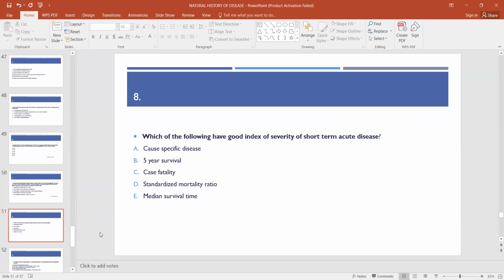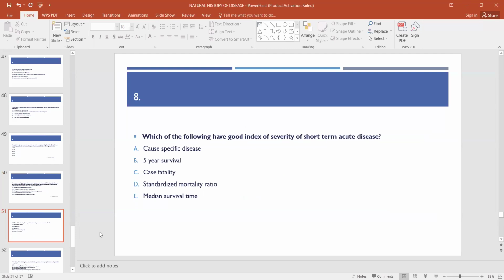MCQ number 8. Which of the following is a good index of severity of short-term acute disease? A, cause-specific death rate. B, 5-year survival. C, case fatality. D, standardized mortality ratio. E, median survival time.